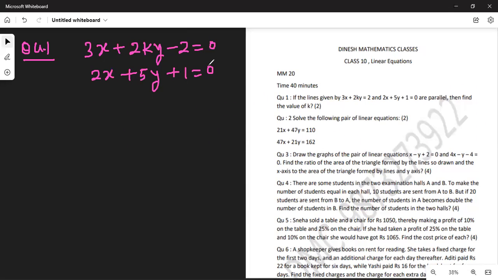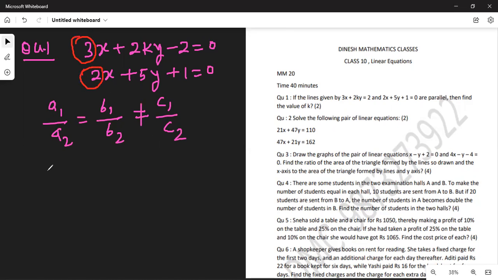What did we learn about parallel lines? That a1 over a2 is equal to b1 over b2, but is not equal to c1 by c2. So that is what we have learned about parallel lines. Let's simply substitute these values. a1 is 3 here and a2 is 2. So we can say 3 over 2.